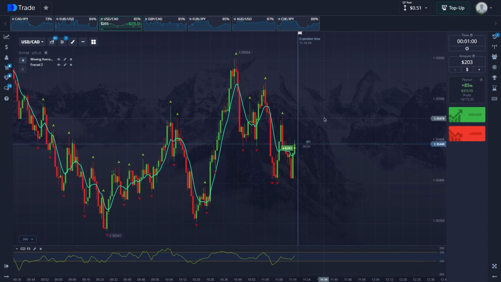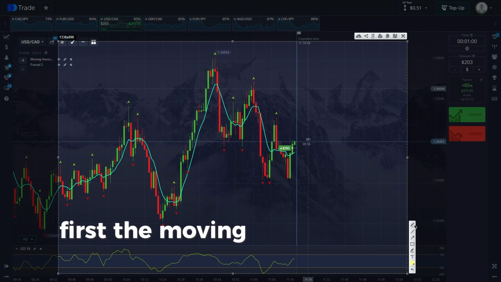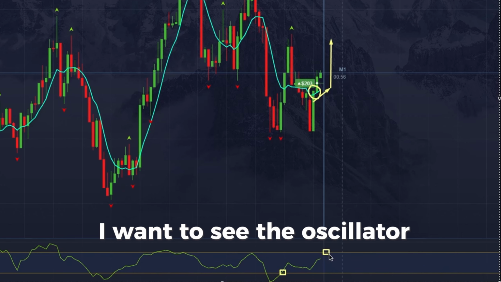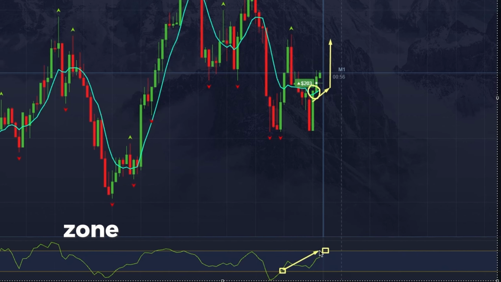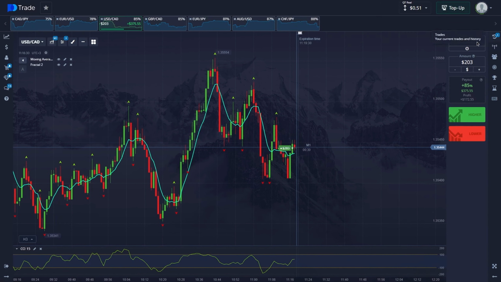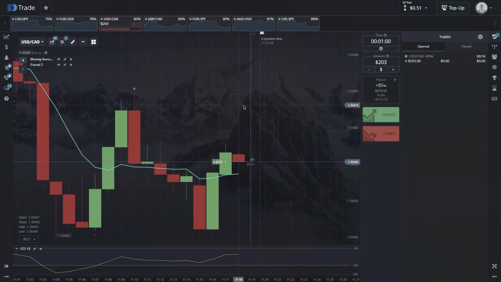Here we're opening a trade to go up. It's a fairly good entry point. We're guided by two signals. First, the moving average crossing from bottom to top. And second, I want to see the oscillator moving toward the overbought zone. Since it already crossed out of oversold, the trend should push higher. That's why going long here makes more sense than shorting. Let's see how this trade turns out.